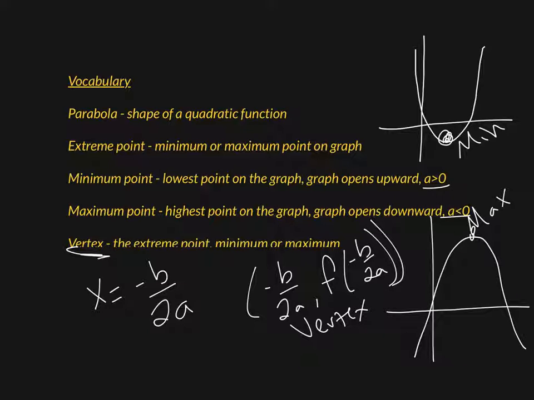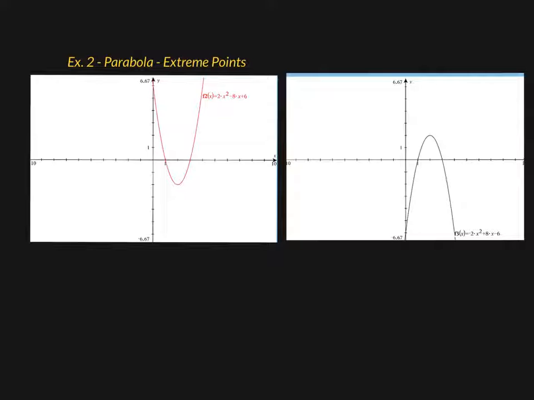Let's go over an example next. Alright, example 2, actually we're not going to go over the vertex yet, but we're getting there. For example 2, we've got two parabolas here. The first parabola opens upward, so that means that our a has to be greater than 0. Our function, up here, is 2x squared minus 8x plus 6. So our a is 2, which is greater than 0. It opens upward in this case, so we're going to have a minimum value. It's actually going to be right here is our minimum.